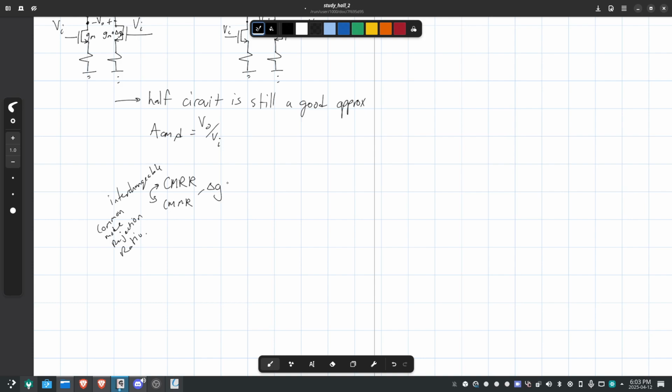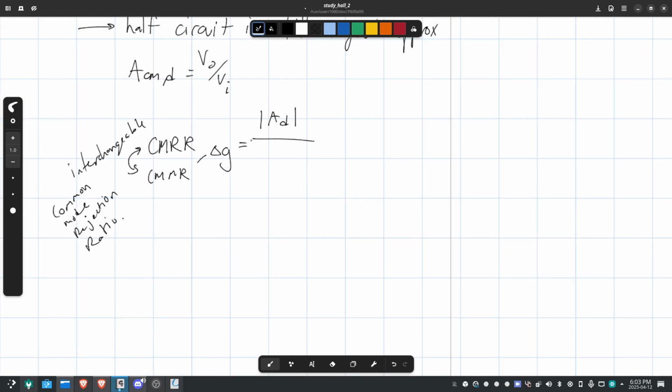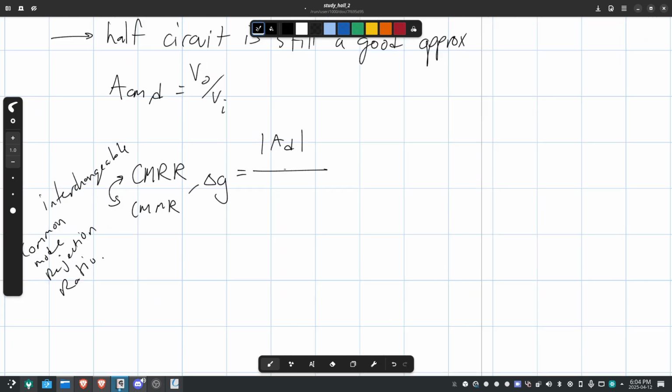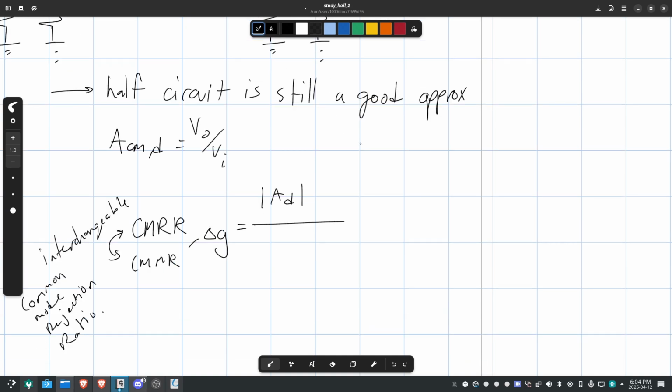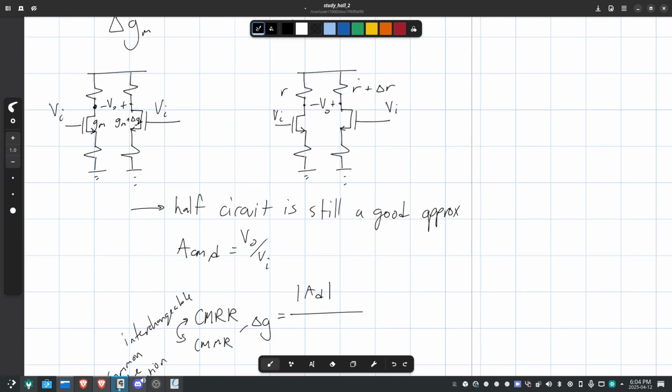So for example, you'll have delta G, which is going to be the absolute value of the difference of the amplification difference. So this is when they're operating opposite to each other. So this is going to be negative V, and the other one's going to be VI. God, how do I explain that better? I'm sorry. I should have thought about how to explain this better.